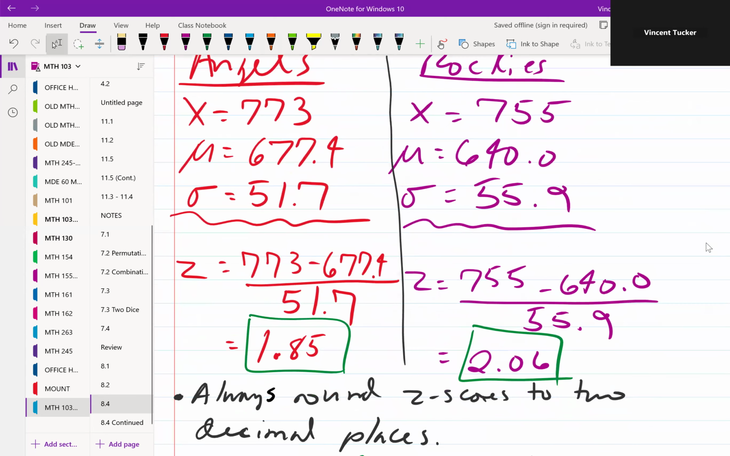So here we go. That's 773 minus 677.4 divided by 51.7. That'll give me 1.85 for the Angels. And notice that statement down there: you always round Z-scores to 2 decimal places. Once again, that Z-score chart is going to matter when we get there. And then for the Rockies, 755 minus 640 divided by 55.9 will give you 2.06.